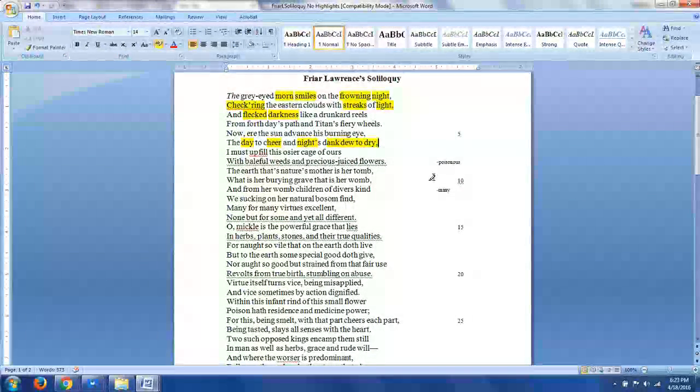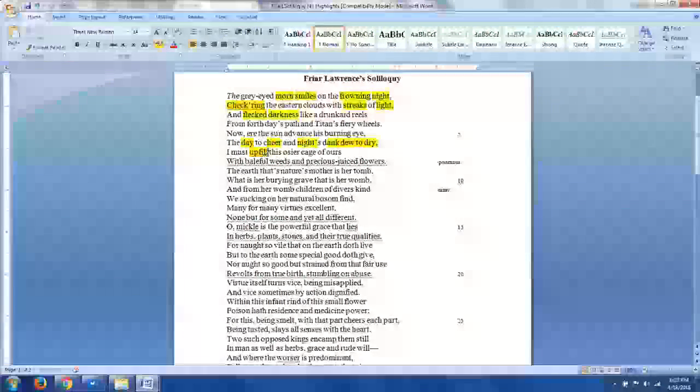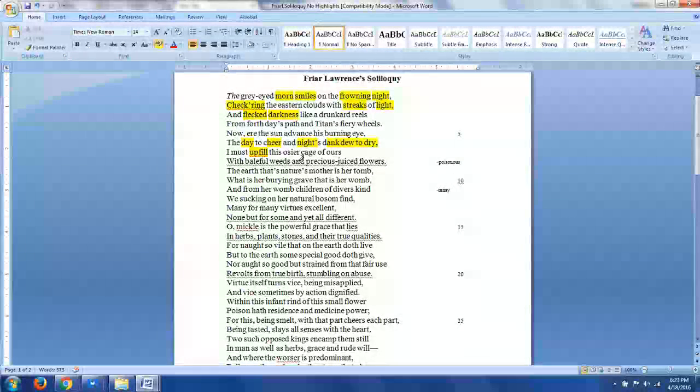Then we have, "I must upfill this osier cage of ours." Osier is like wicker, with baleful weeds and precious juiced flowers. We have "upfill," and typically we would say "fill up," and we call this an inversion. So the word fill up is inverted.